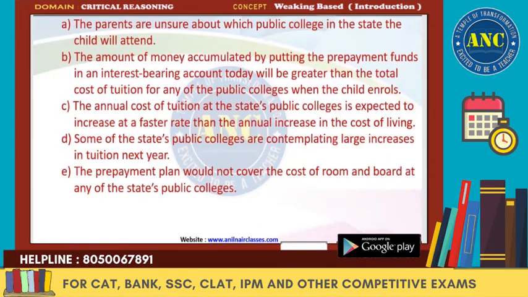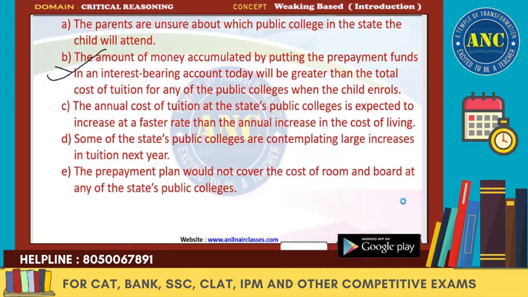Look at option B. The amount of money accumulated by putting the prepayment funds in an interest-bearing account today will be greater than the total cost of tuition for any of the public colleges when the child enrolls. Now, this is true. Why? Because placing the funds in an interest-bearing account would be more cost-effective than participating in the prepayment program. Hence, this would be a reason for not participating, and hence is the best answer.